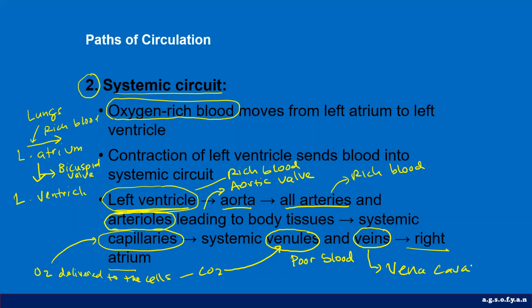If it is coming from the lower part of our body, the vena cava is called the inferior vena cava. If it is coming from the top part of our body, that vena cava is called the superior vena cava. And these two vena cava will enter into the right atrium. There is another blood vessel that also goes to the right atrium, which is coming from the cardiac muscles. So the vein of the cardiac muscle is called the coronary sinus.